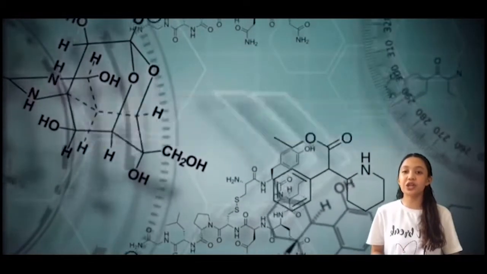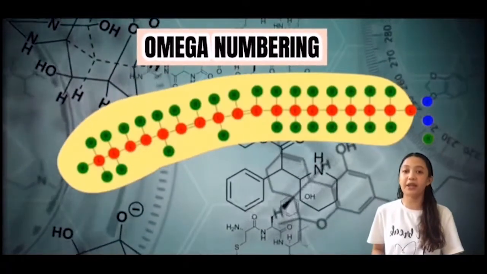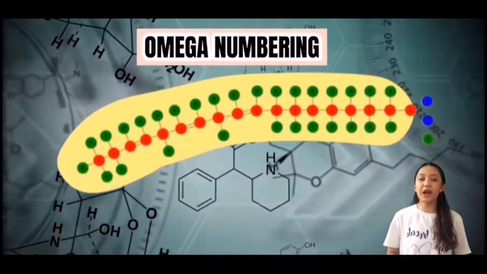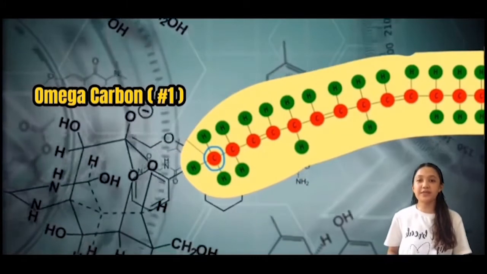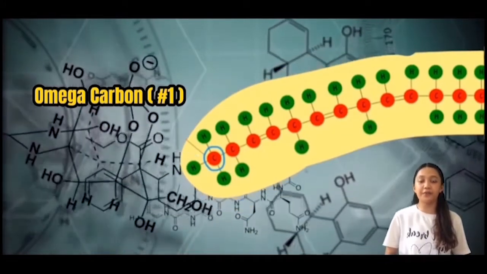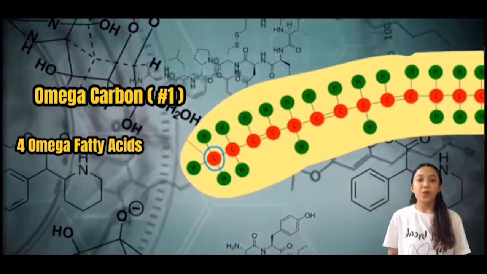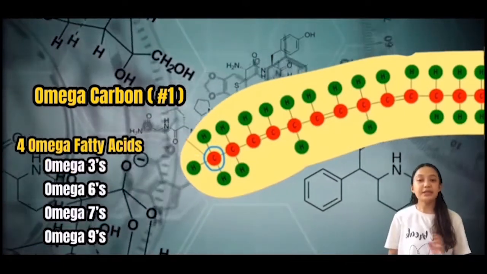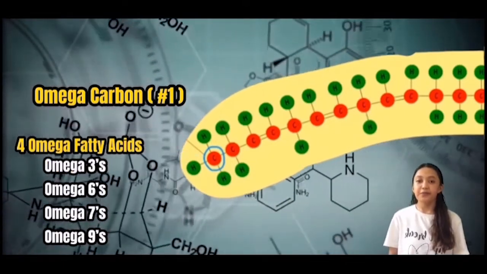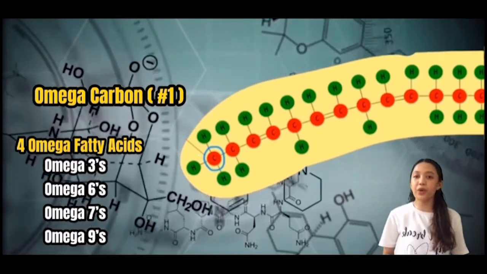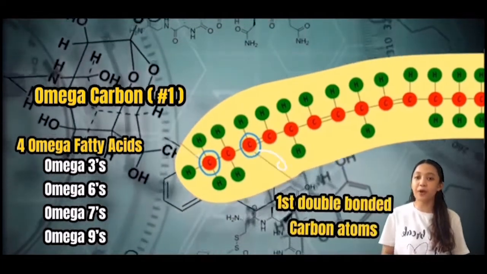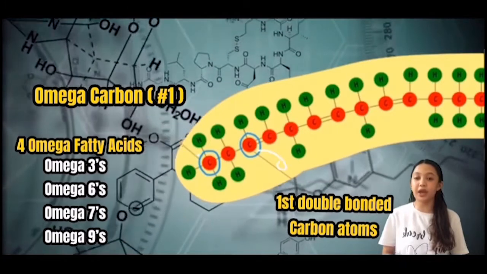Polyunsaturated fats are generally classified by their omega numbering. The omega carbon is the carbon atom at the end of the hydrocarbon chain. There are 3 types of omega fatty acids, which are the omega-3, 6, and 9. These are determined by the location of the first double-bonded carbon atom.